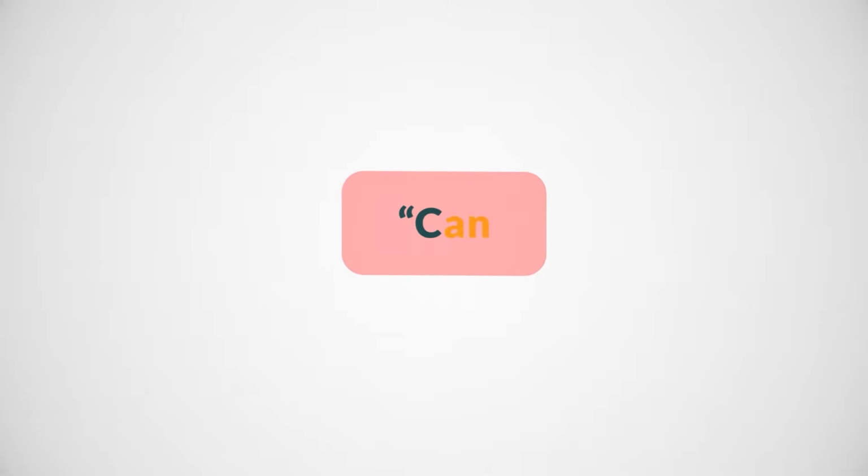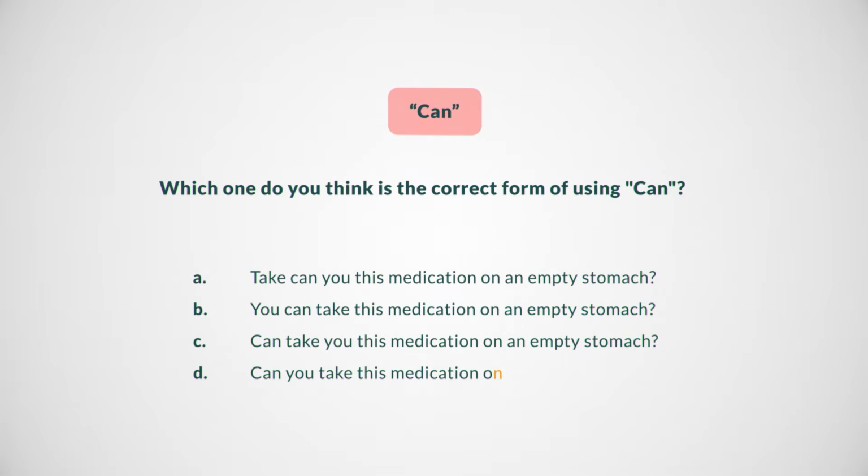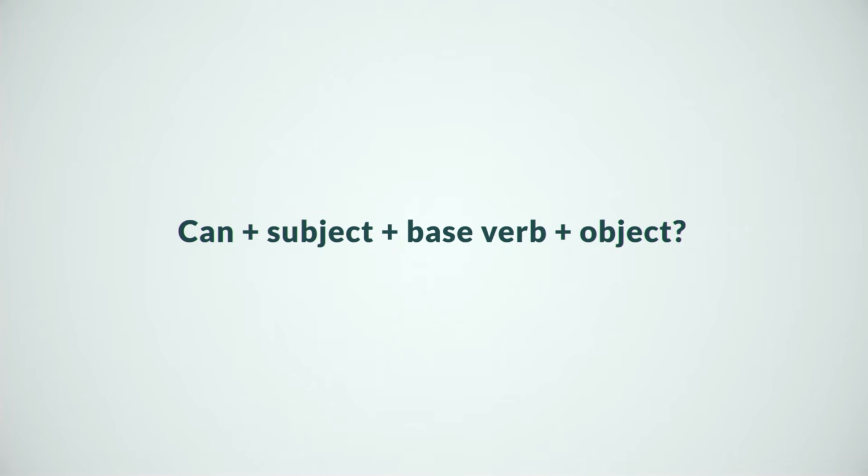We also can talk about can. It is used to ask about ability, permission, or possibilities. Which one do you think is the correct form of using can? The structure is can plus subject plus base verb plus object.